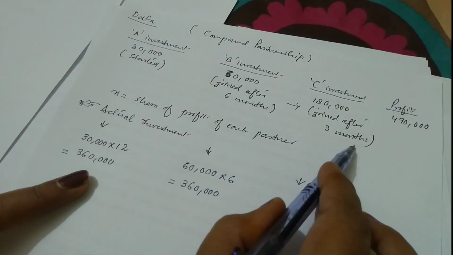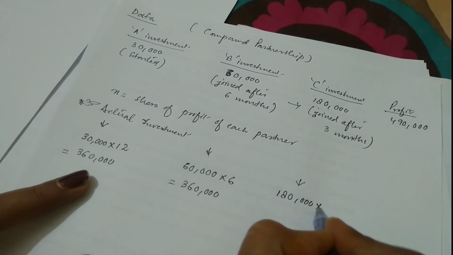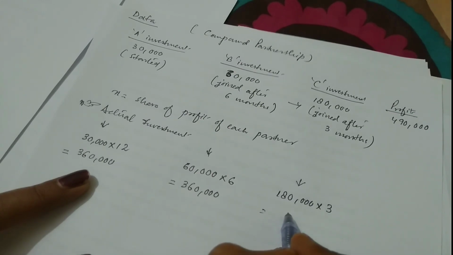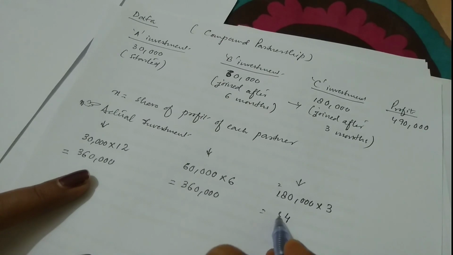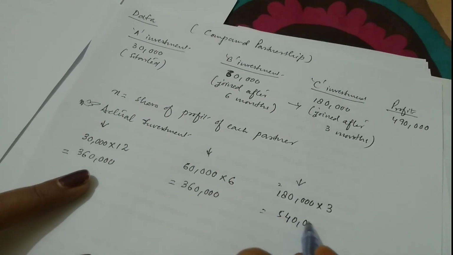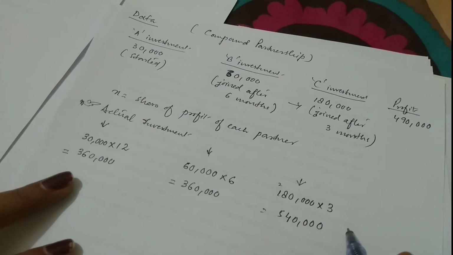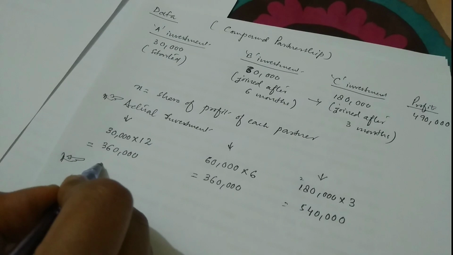Let's do the same with C investor. As he joined after 3 months, 1,80,000 will be multiplied by 3. 3 8s are 24, so it will become 4 and 2 will be added. Then 3 ones are 3 and 2 added makes 5. So it will become 5,40,000. So we found out the actual investment.